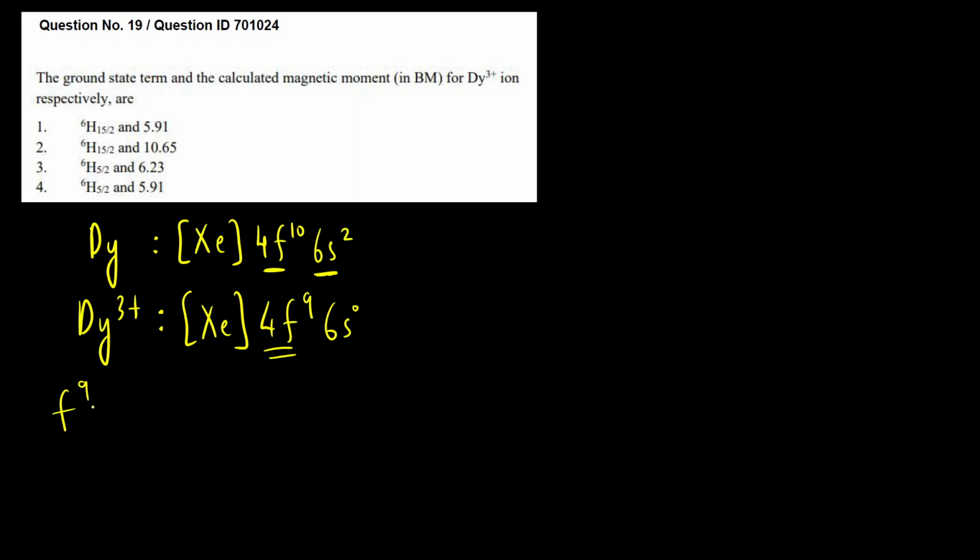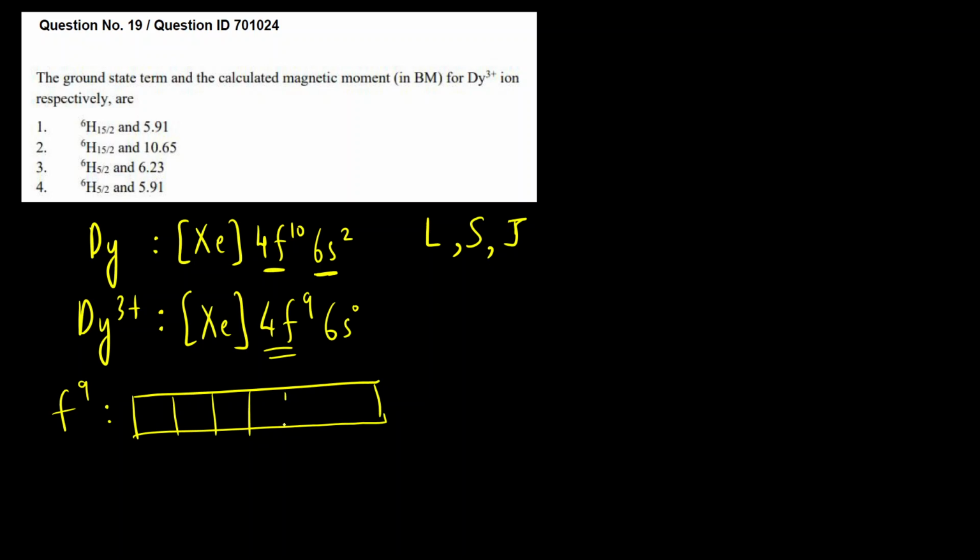Okay, so f9. For calculating the ground state term, we have to again calculate the value of L, S and J. Okay, f9, how do you fill the electronic configuration? F has how many orbitals? Seven orbitals: 1, 2, 3, 4, 5, 6, 7. So this will be plus 3, plus 2, plus 1, 0, minus 1, minus 2, minus 3. We have to fill 9 electrons. So how do you fill 9 electrons? 1, 2, 3, 4, 5, 6, 7, all are singly filled. Then you do the pairing, 8 and 9.